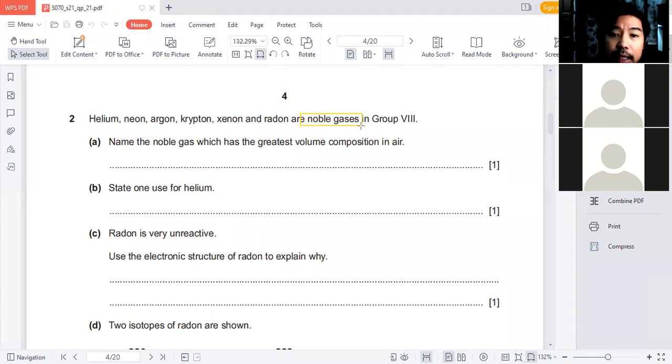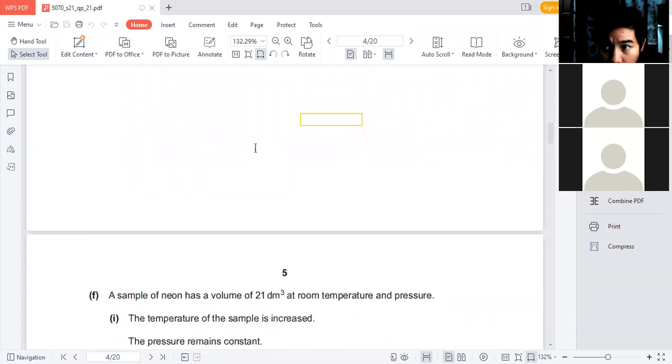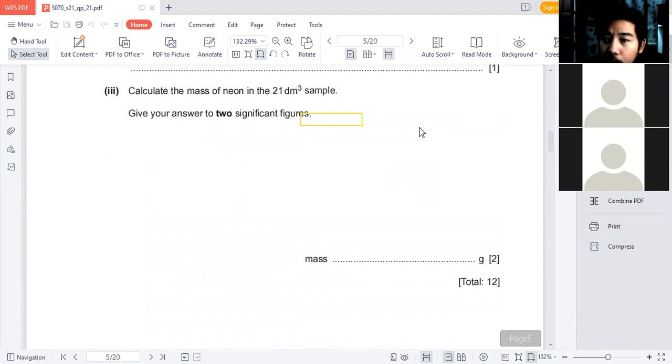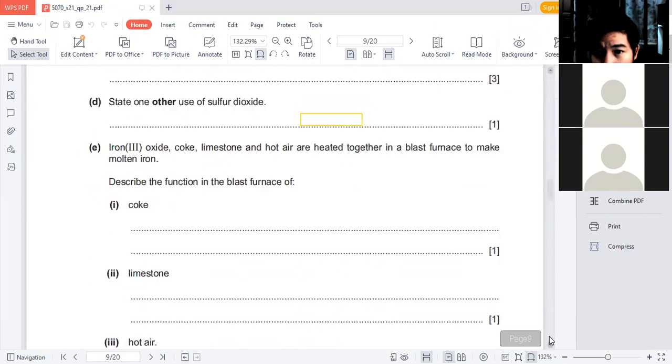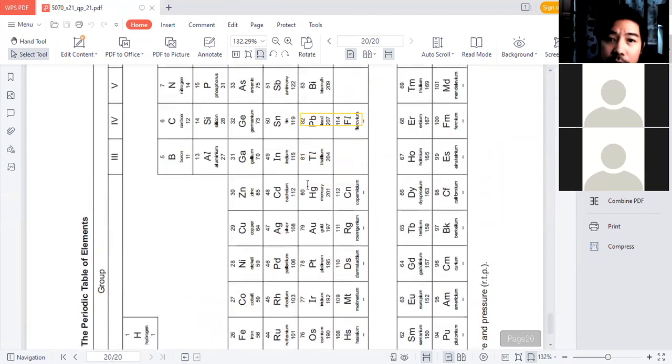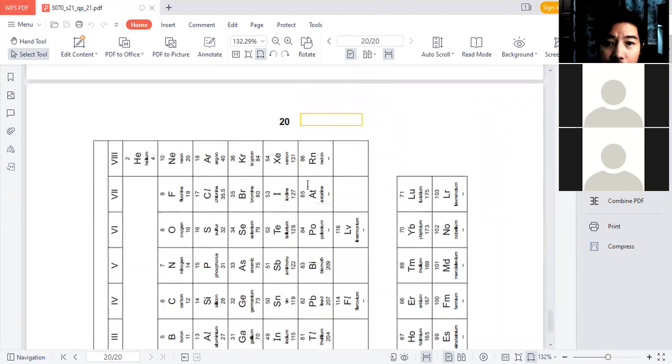Name the noble gas which has the greatest volume composition in air. Let's take a look at the periodic table. So let's move on to the last page, the periodic table, and look at the large volume. So basically, what will happen?